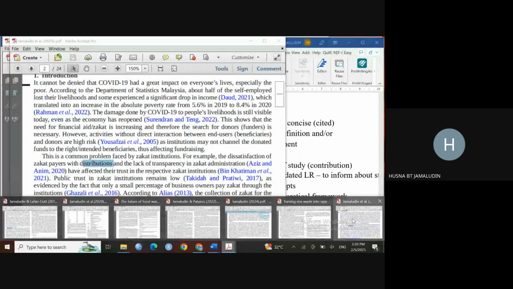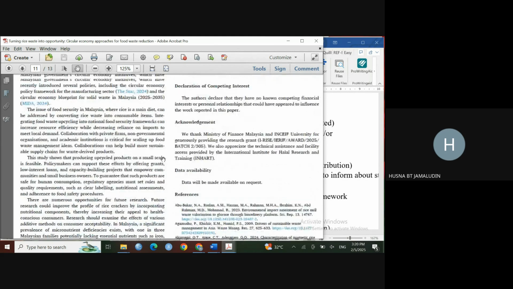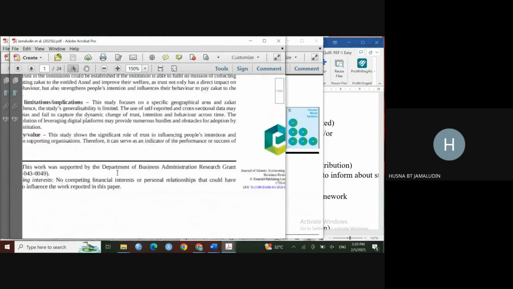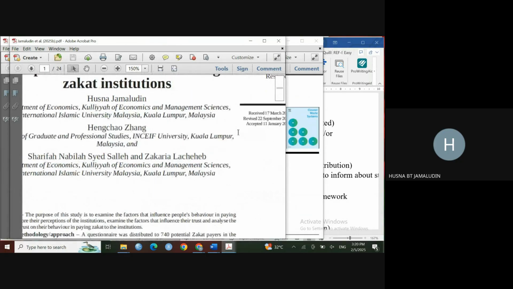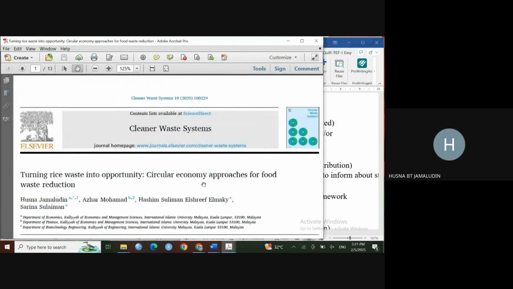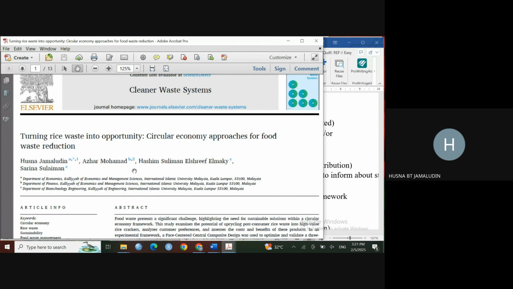Okay, so I can also give another example, because sometimes you need more examples so that you can apply them in your context. So just to let you know, this zakat paper was published recently, in January 2025. Okay, so let's look here. This is also published in January. This is a kind of latest paper.